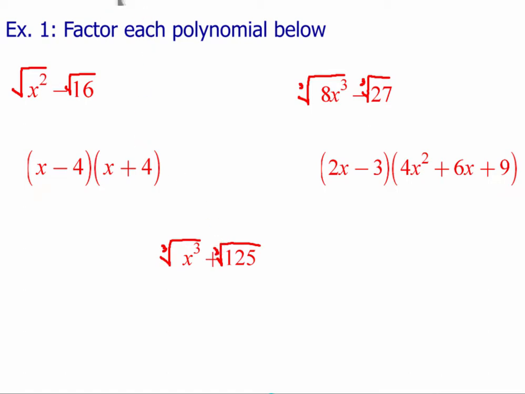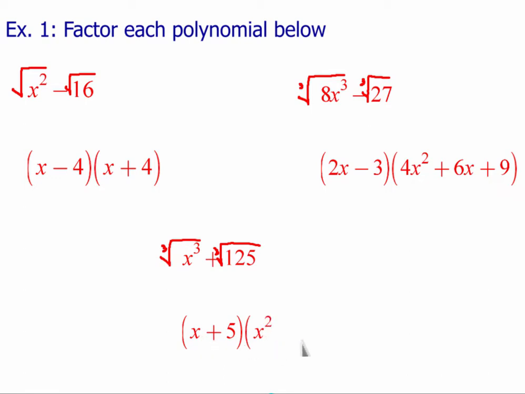Okay, the cube root of x cubed is just x. These two signs should match. The cube root of 125 is just 5. And then I'm going to do this one very similarly to this one up here. First off, I'm going to square my first term, so I've got x squared.